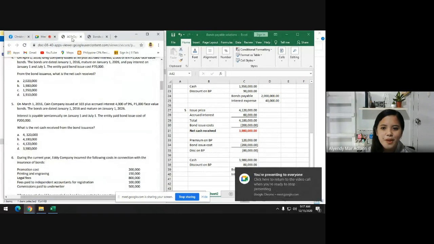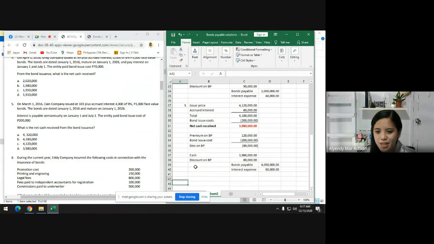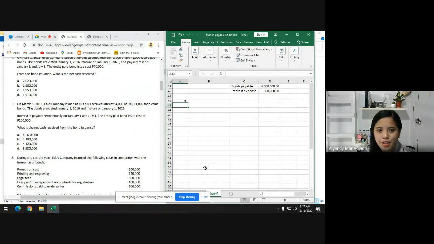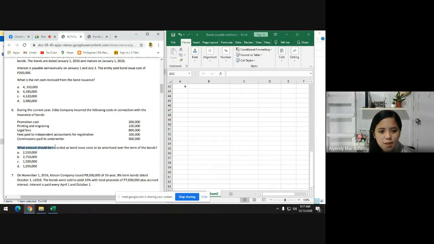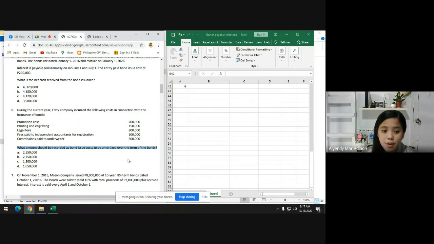Okay, so I hope na mas effective inyo ang pag-study this time because the coverage are much less than the previous coverage. So if there are no other questions, then let's proceed to number 6. Question, what amount should be recorded as bond issue cost to be amortized over the term of the bonds? During the current year, the company incurred the following costs in connection with the issuance of bonds. First, promotion costs, printing and engraving, legal fees, fees paid to independent accountants, commissions paid to underwriters.